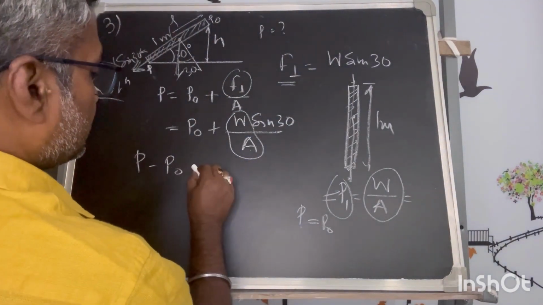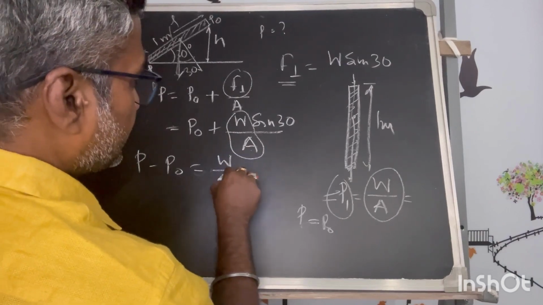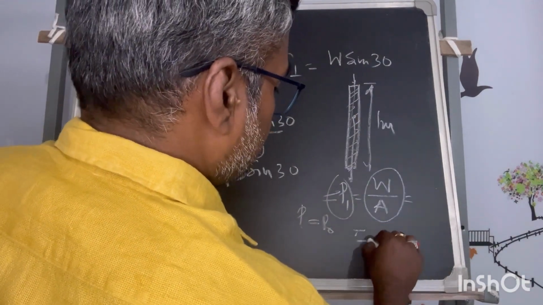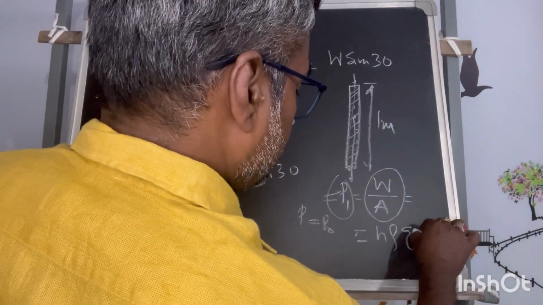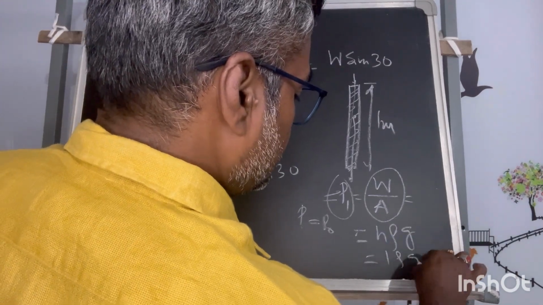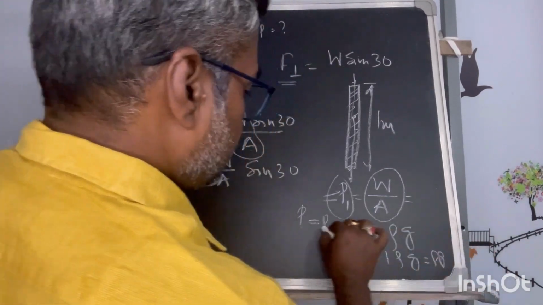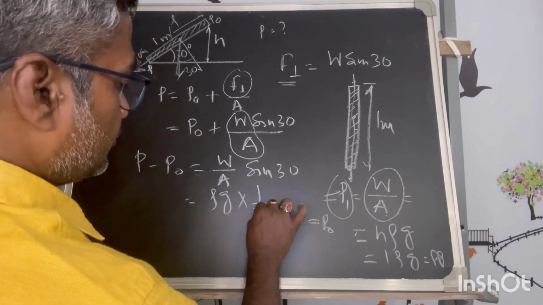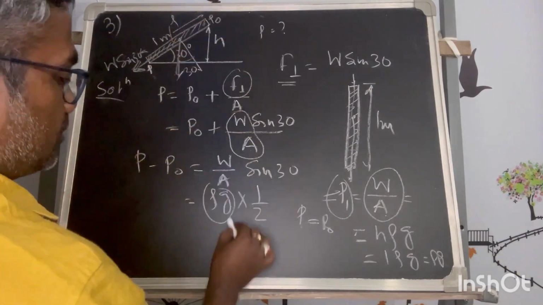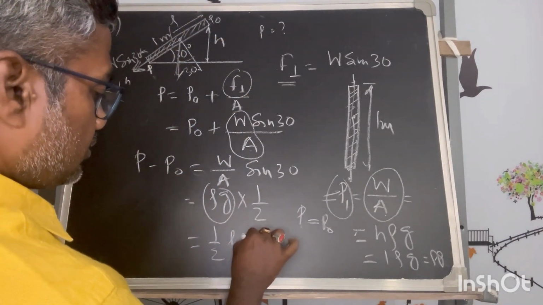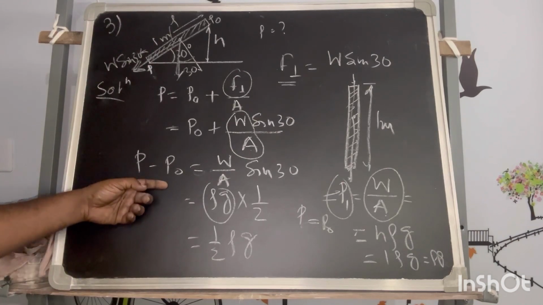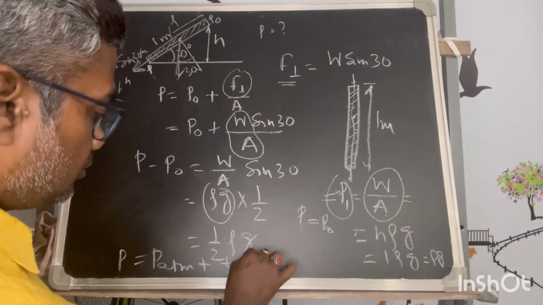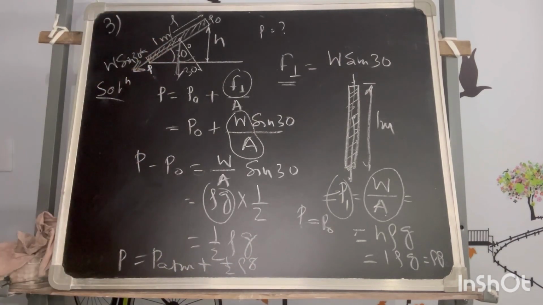So now this is equal to W by A, actually times sin theta. Now W by A can be achieved by H, rho and g. H is equal to 1, so it is rho into g. So this is equal to rho into g into sin theta, which is equal to half. Whatever the values given, rho and g are known, so this is half of this value. So pressure is nothing but the atmospheric pressure plus half into rho into g. This will be your answer here.